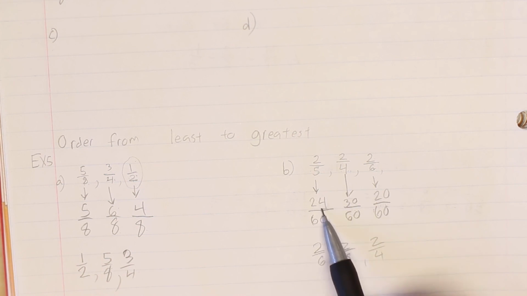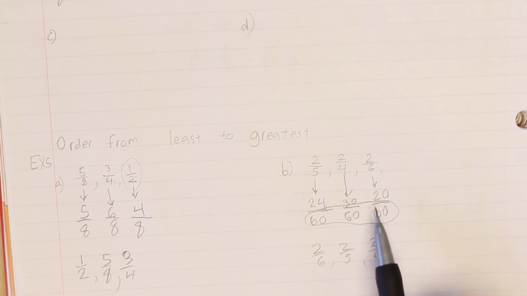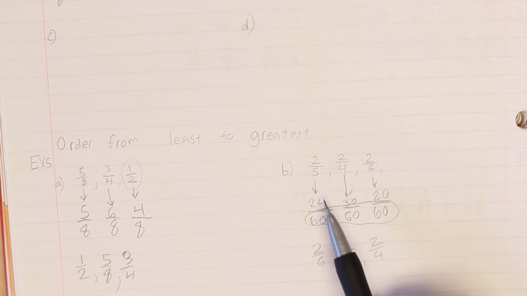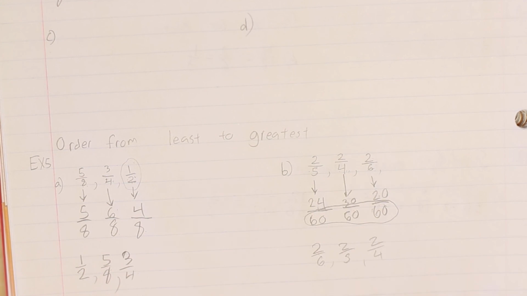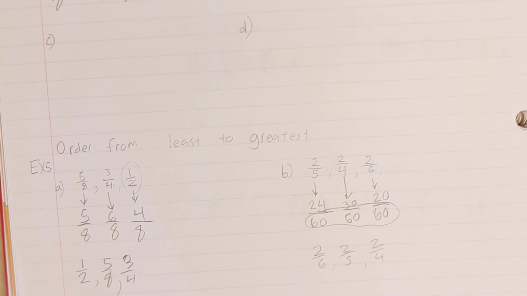It helps once you've turned all the denominators to the same number, because then you can easily see that 20 is smaller than 24 than 30, and you can put them in the proper order. Okay? Hope that helps. Remember, if you don't understand something, write a question down, and I'll explain in class more.